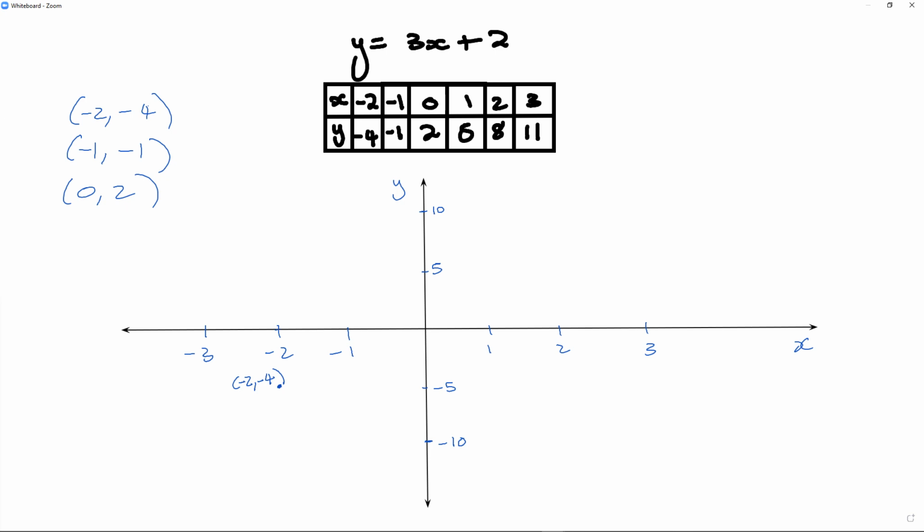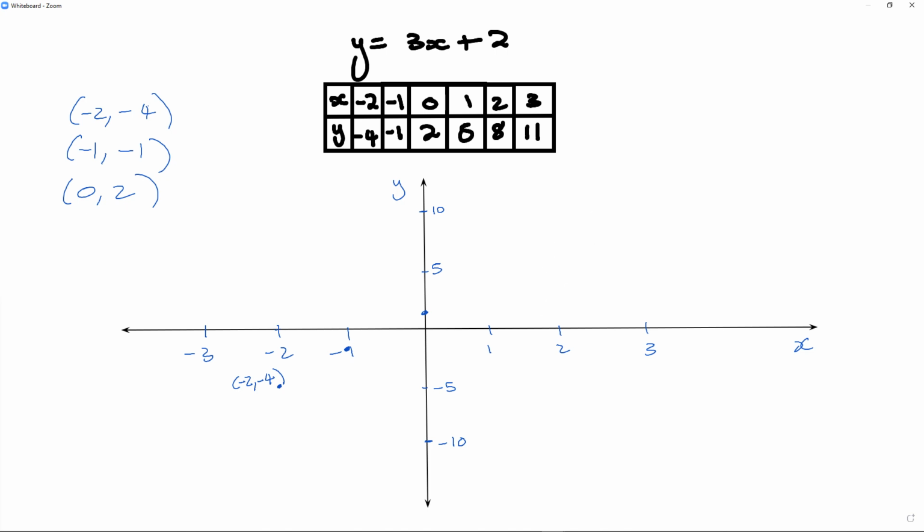Let's go to the next value. -1 and -1, which is roughly here, very close, so somewhere here. Then we've got 0 and 2, which is over there. Technically that point should be there. And 1 and 5 is there. Okay, and it will evolve into a straight line.